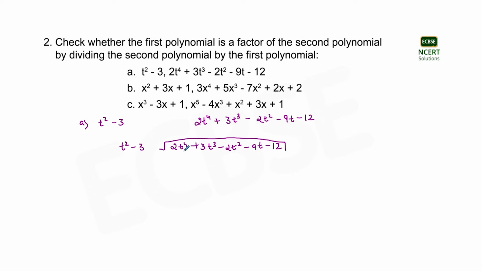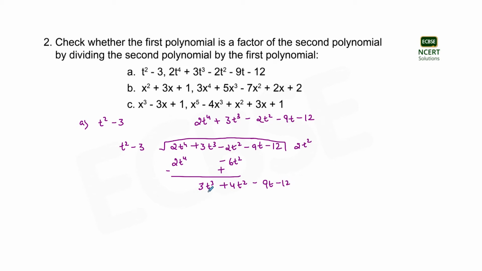Now, as we know, the first step was to divide the first term of the dividend by the first term of the divisor. So dividing it, we will obtain 2t square. Now multiplying 2t square with the divisor t square minus 3, we will obtain 2t^4 minus 6t square. Now changing the sign and subtracting the second polynomial from the first, we will obtain 3t cube plus 4t square minus 9t minus 12.